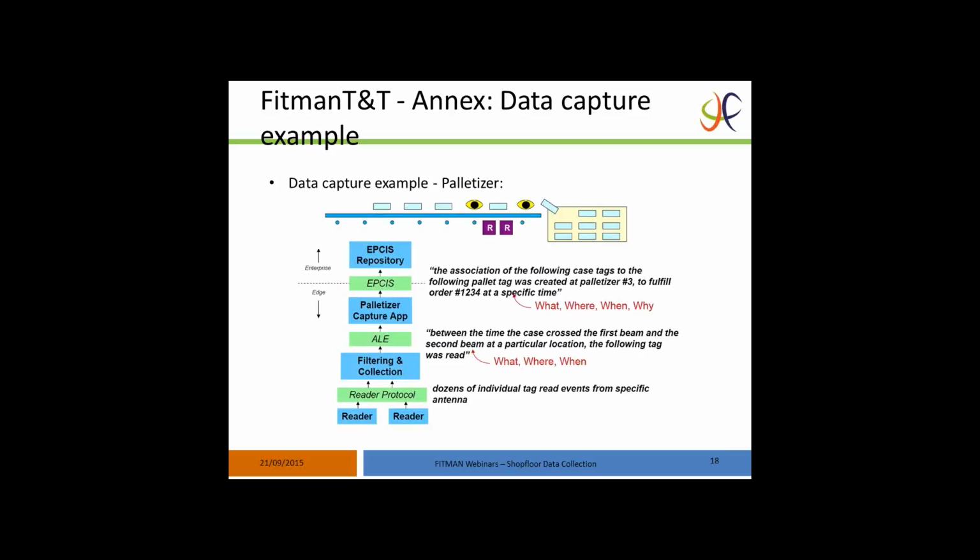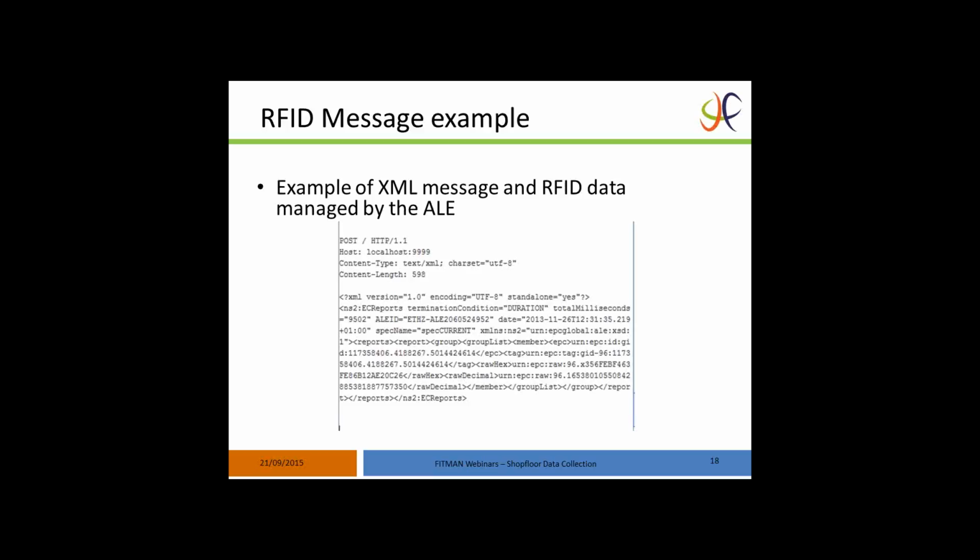Also, this can be a data capture example for the palletizer. At the bottom, we have the different readers. Those are the individual tag read events from a specific antenna. This information is sent to the filtering and collection of the ALE server. In this case, we can know what, where, and when. And then when we capture the palletizer by the capture application and it is sent to the EPC repository, we can know exactly what, where, when, and why. In this case, the association of these case tags to the following pallet is stored in the EPC repository, indicating that it was created at palletizer number 3 to fulfill a specific order, in this case 1, 2, 3, 4. This is an example of how to use this EPC repository.